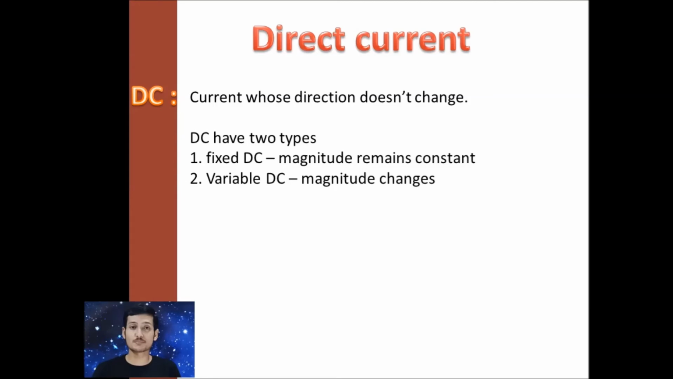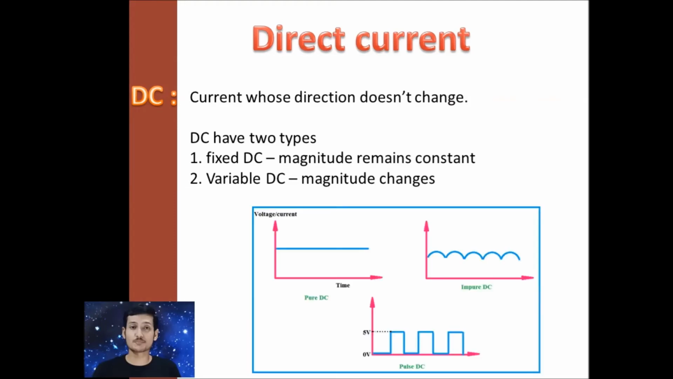Here you can see in the first diagram, we have the pure DC whose magnitude is constant. For example, if you're getting 5 ampere of current or say it's supplying 10 volts, then it will be fixed throughout. But in case of variable DC, we do have some fluctuation in voltage. Here you can see the voltage increasing, decreasing. Here it is in the form of pulses. First it's 0, then it's 5, then again 0, then 5. But the direction is always positive here. Direction is not changing.